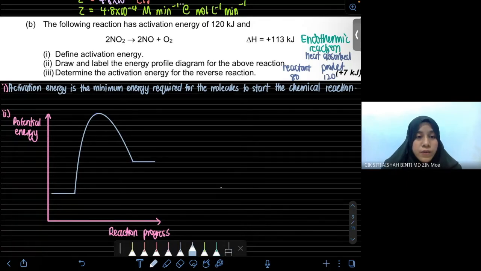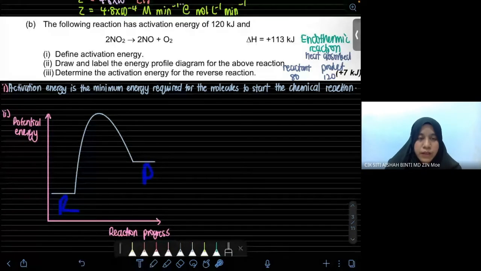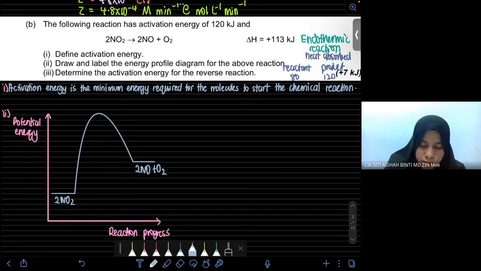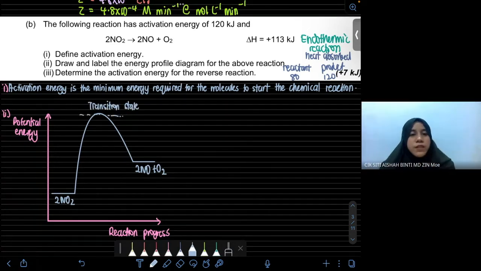Okay. So, after we have done the shape, what should we label? Label the reactant and the product. In this case, our reactant is 2NO2, and our product is 2NO plus O2. So here is 2NO2, here is 2NO plus O2. Besides that, what we have to label is our transition state. Okay, this is my transition state.